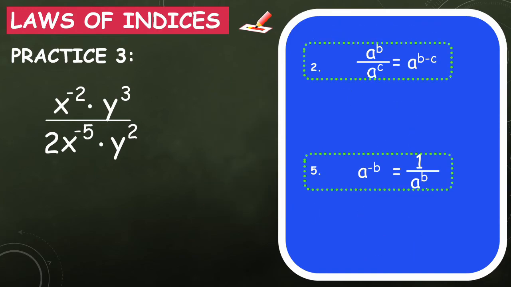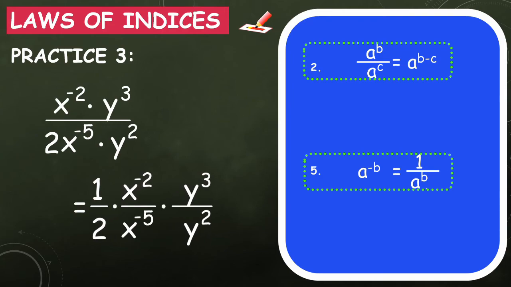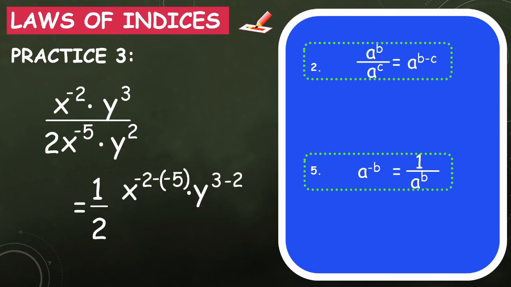We will be using laws 2 and 5 for this question. We first separate our coefficient 2, x's and also our y's into 3 different fractions. Using law number 2, x to the power of negative 2 divided by x to the power of negative 5 equals x to the power of negative 2 minus negative 5, and y to the power of 3 divided by y to the power of 2 equals y to the power of 3 minus 2. So the answer is half x cubed y.